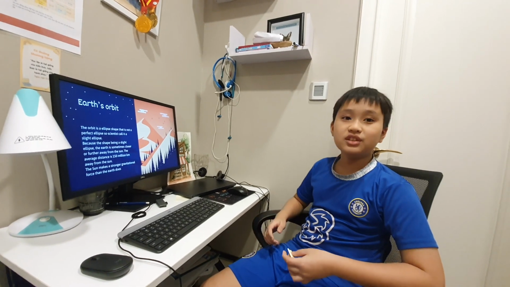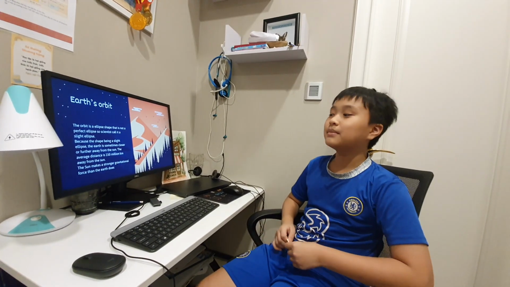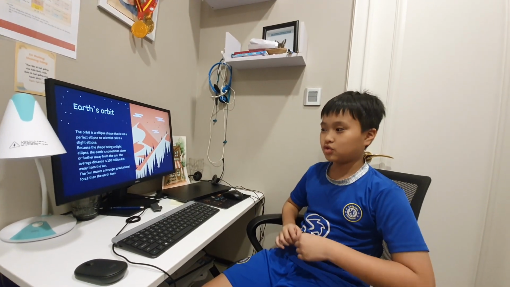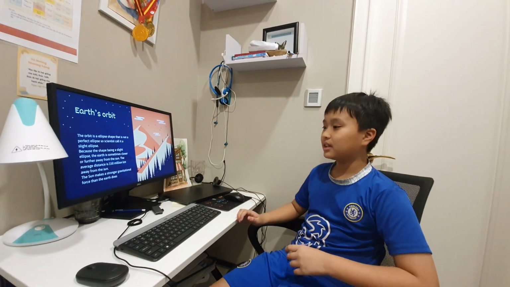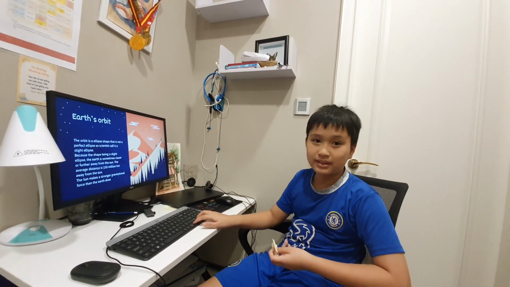The average distance of the Earth from the Sun is 150 million kilometers. The Sun makes a stronger gravitational force than the Earth does, so that keeps the Earth orbiting around the Sun.